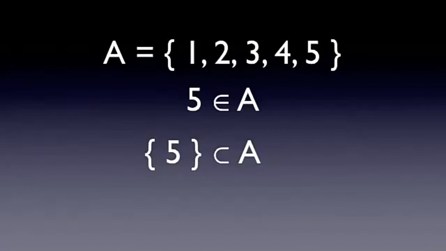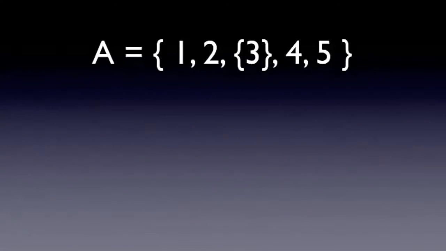Notice that in addition to replacing the element symbol with a subset symbol, we also added braces around the element. This indicates that we are discussing a subset rather than an element. It would be incorrect to write it this way, because the left-hand side is just an element rather than a subset. On the other hand, a subset can be an element of a set.